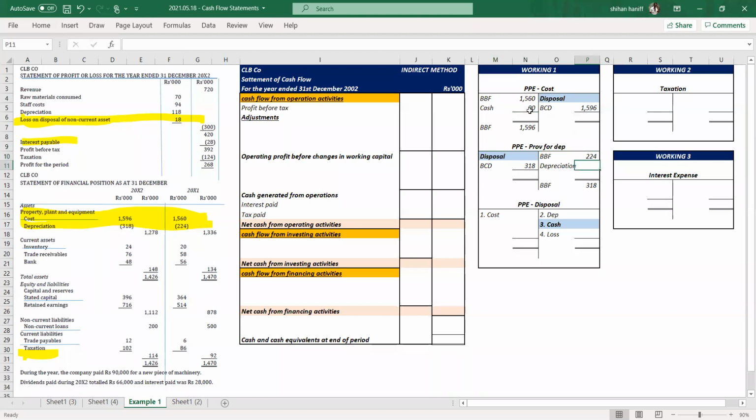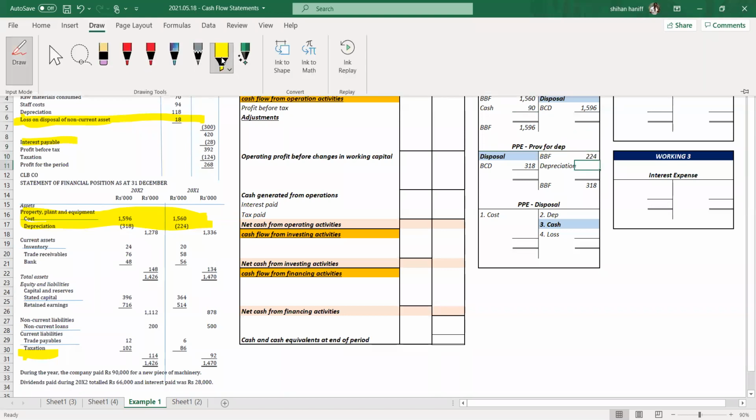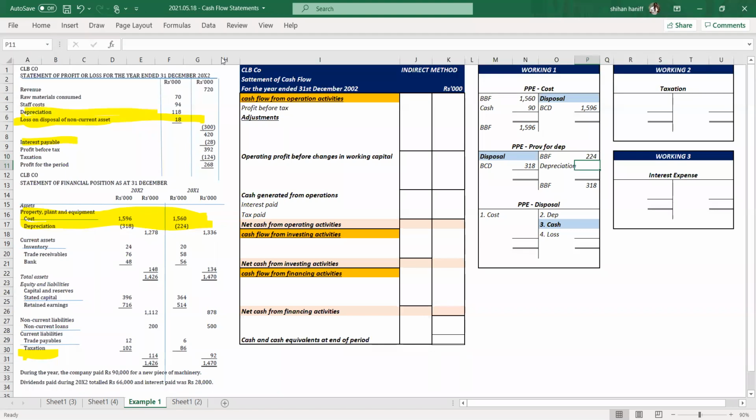Depreciation was given in the income statement. Depreciation is 180. So once you write 118 here, you will get the disposal. Right? And the loss is given in the income statement as 80. Income statement debit, disposal account credit. Right. So what is the cash received from the disposal?